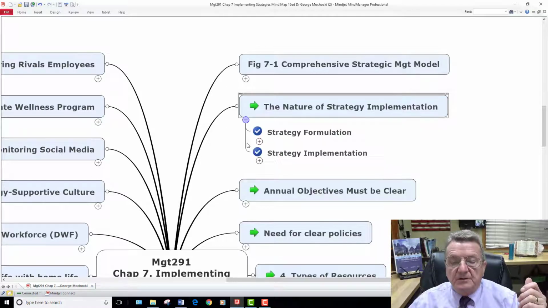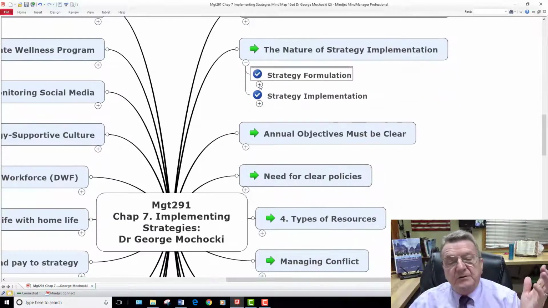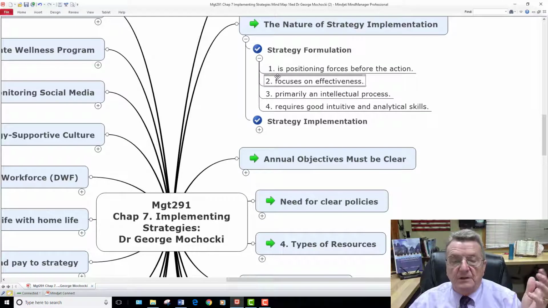Okay, so nature of strategic implementation. You have the formula. It's positioning forces behind the action. Why are we doing this? It focuses on effectiveness. You have to remember, business is efficiency and effectiveness. I can be efficient but not effective. And when I do efficient effectiveness, does it have the quality? Do I make it every time? So both of those two.